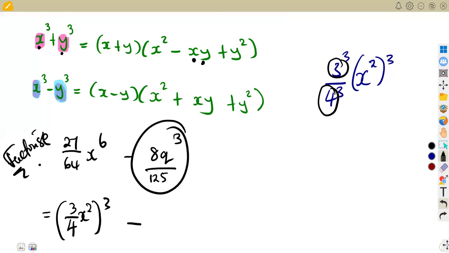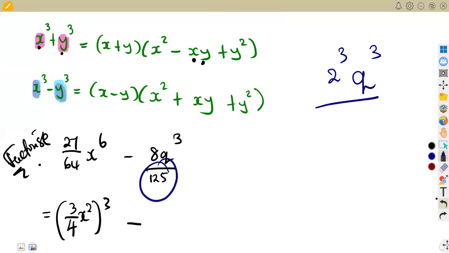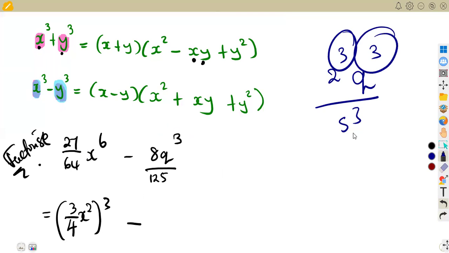Minus, you do the same thing on this number here. We've got 8, which is the same as 2 to the exponent of 3. Already we can see the q is raised to the exponent of 3, so there's nothing for us to simplify there. What about 125? This is 5 to the exponent of 3. So we have 2 over 5q as it is here, but raised everything to the exponent of 3. That is the idea there.